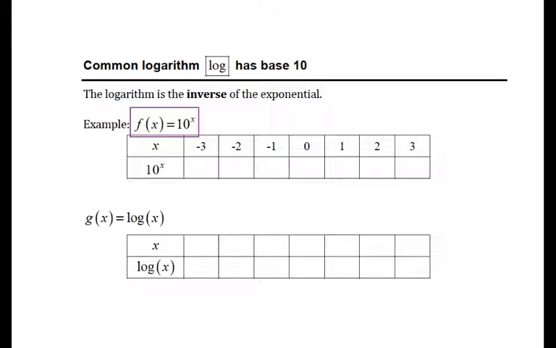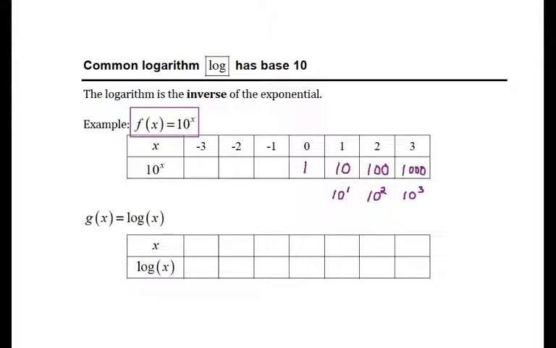We'll start with the easy ones. If x is 1, then y, or f of x, is 10 to the power 1, which is just 10. If x is 2, then f of x is 10 to the power 2, which is 100. And if x is 3, y is 10 to the power 3, which is 1000.